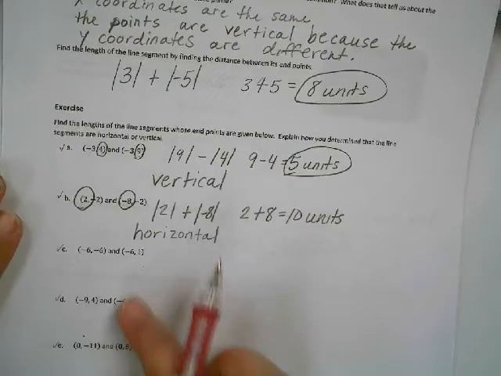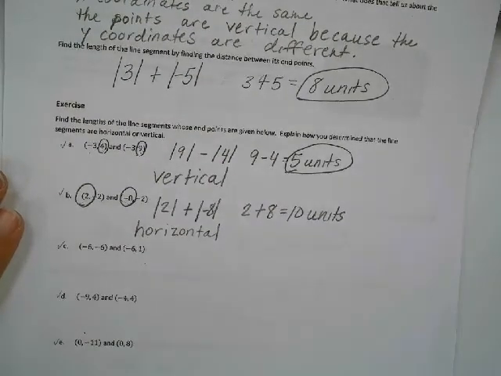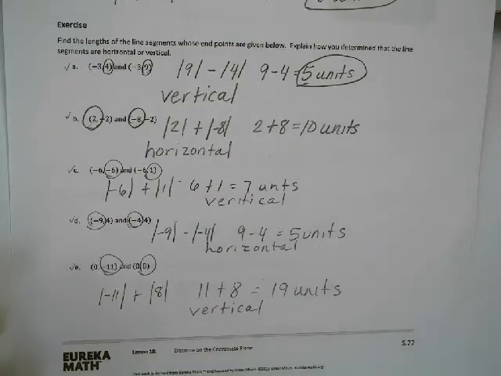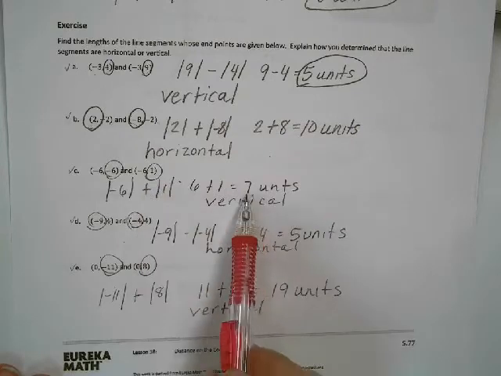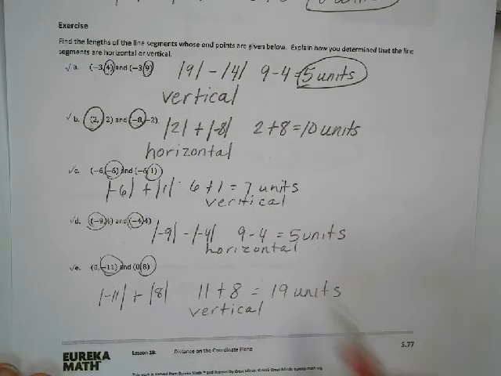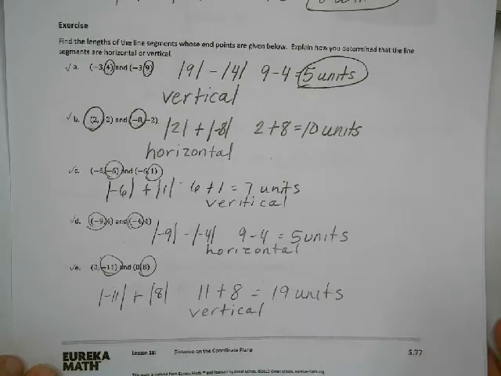I want you to try C, D, and E on your own, and then come back and check. Go ahead and check your answers. For C, you should have had 7 units in vertical. For D, you should have had 5 units in horizontal. For E, you should have had 19 units in vertical.